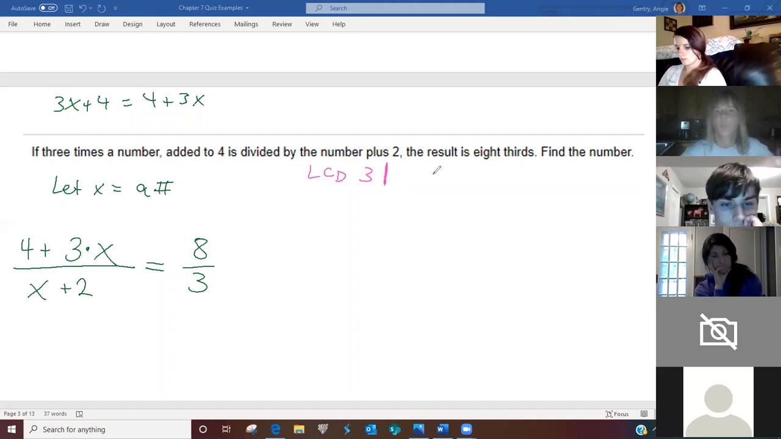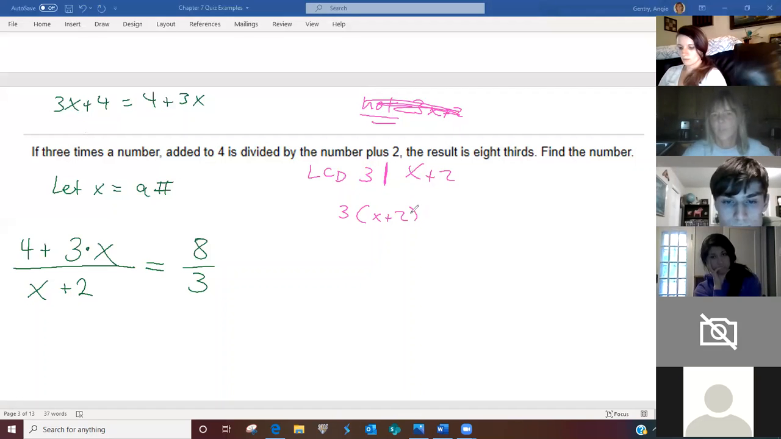I see an x plus 2. You see how x plus 2 doesn't factor? So my LCD is not 3x plus 2. Please don't do that. My LCD is, I list the factors, the most I saw of them. I see a 3 and I see an x plus 2. And now this is my LCD.